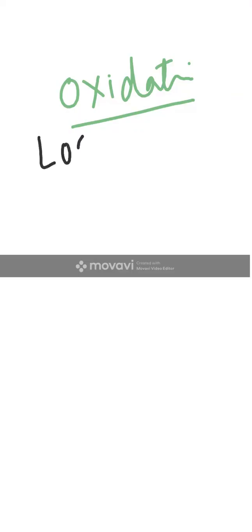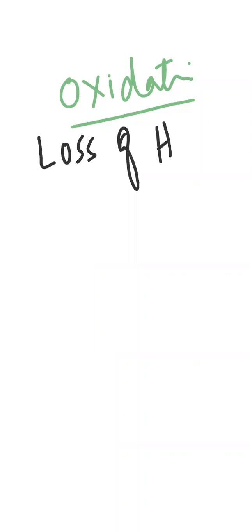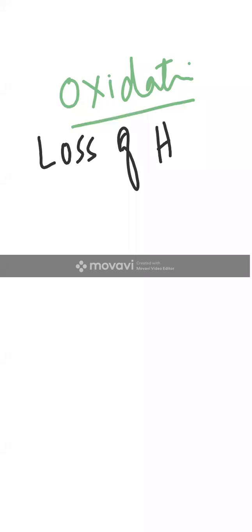Okay, recording in progress. Oxidation means loss of hydrogen. We have two types of reactions now. Every reaction could be either oxidation or reduction, or redox, which means there could be both oxidation and reduction. But what is oxidation and what is reduction?